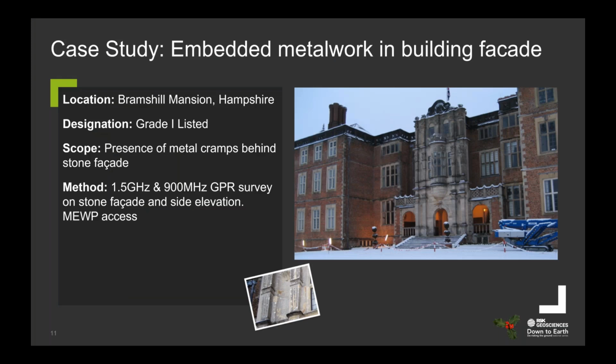The first case study I'm going to present is Bramshill Mansion. As I understand, this was a former National Police College. It's one of the largest, most important Jacobean mansions in England, but it was in a really poor state of repair. It needed millions of pounds worth of repairs. The front facade had previously had some remedial works to hold up the stonework, but these were starting to rust and spoil the stonework off. We used GPR to try and find this embedded metalwork, which could be used to then help target the remedial works.